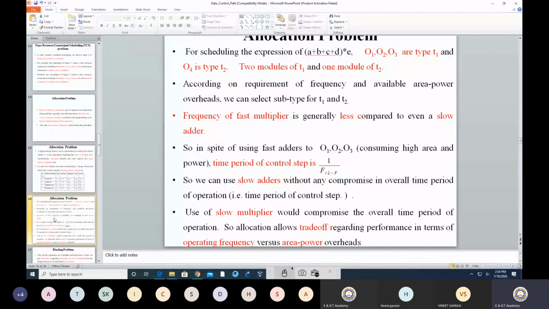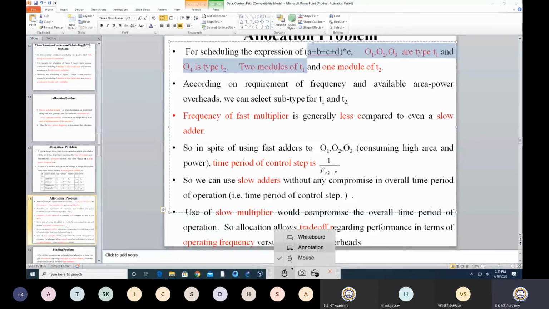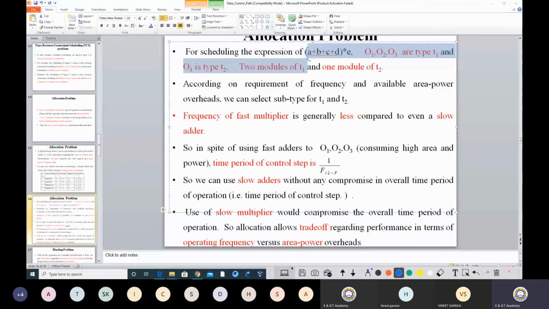Now, if I look at this particular expression, a plus b plus c plus d, here I will do a plus b, and I will do c plus d. I will define a plus b as operation 1, and c plus d is operation 2. When I perform the addition of operation 1 plus operation 2, I define it as operation 3.